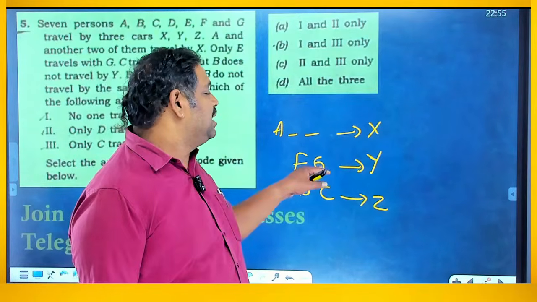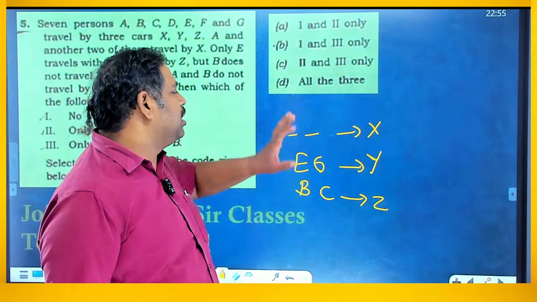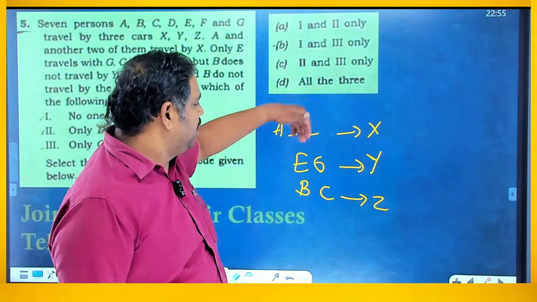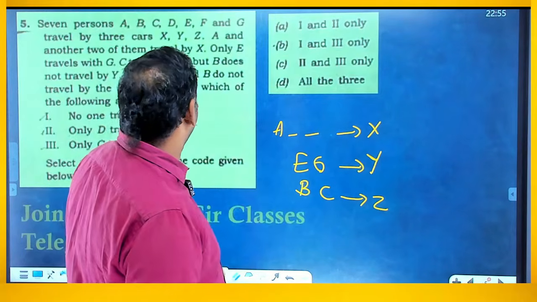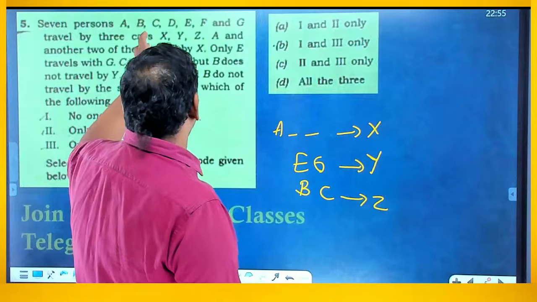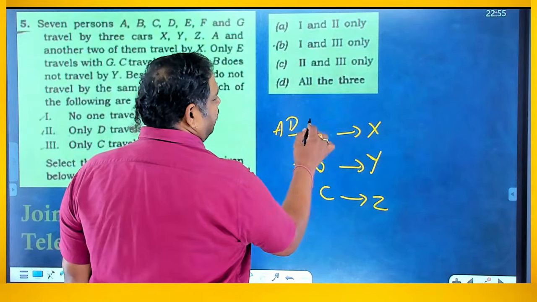Because E and G only travel in Y, right? That's why. Now what you can understand is total 7 members are there. 1, 2, 3, 4, 5, 6, 7 members are completed. That means whoever are the left out, those two should come here, right? So we have A, B, C, D, E, F, G, right? A, B, C, D, E, F is missing, right?